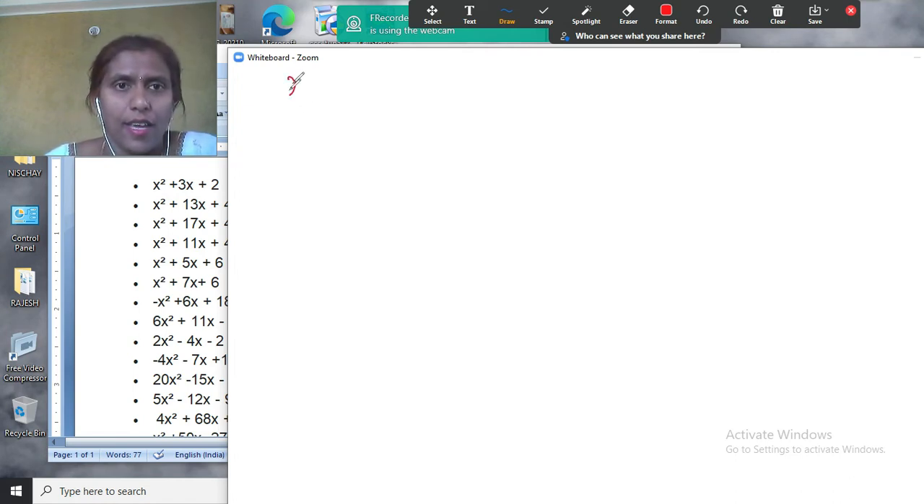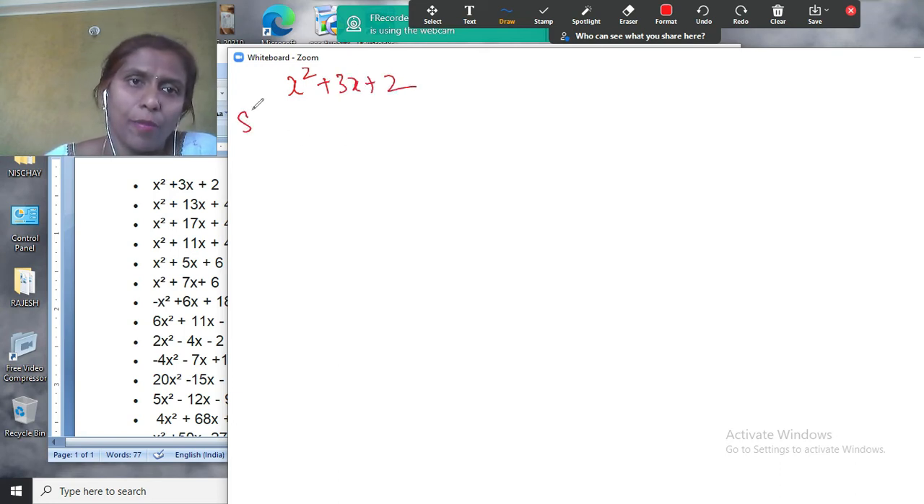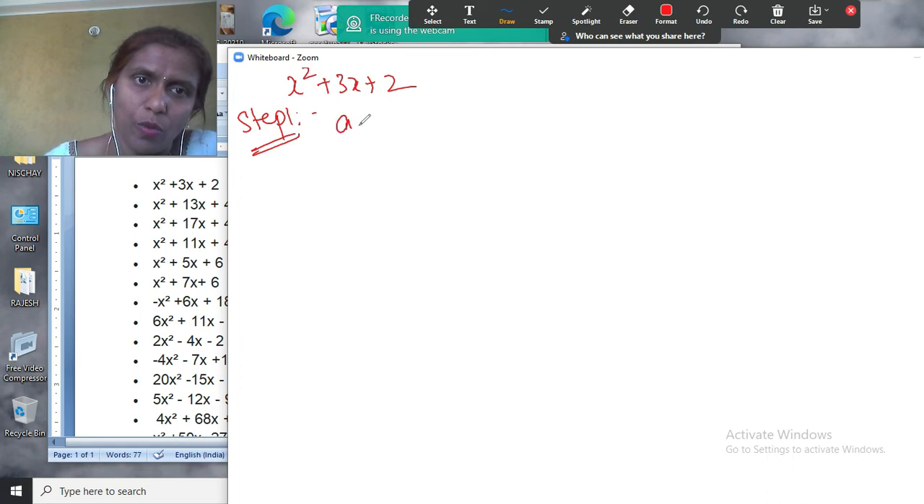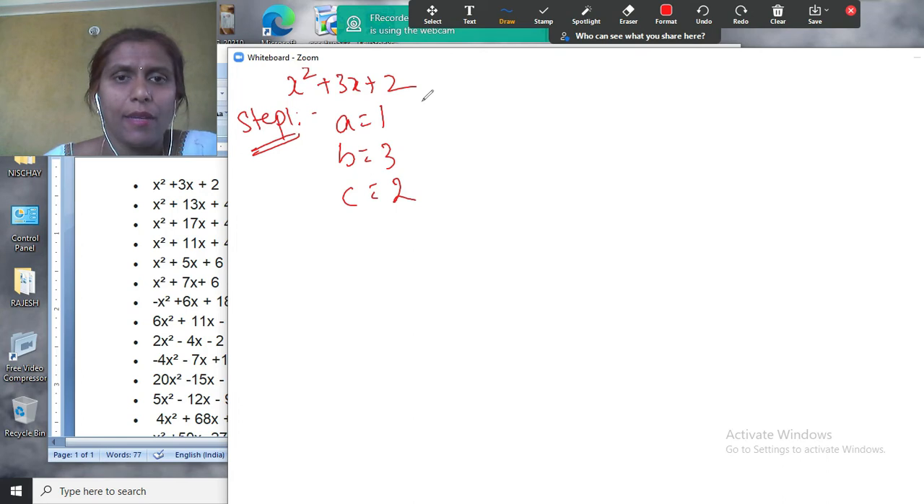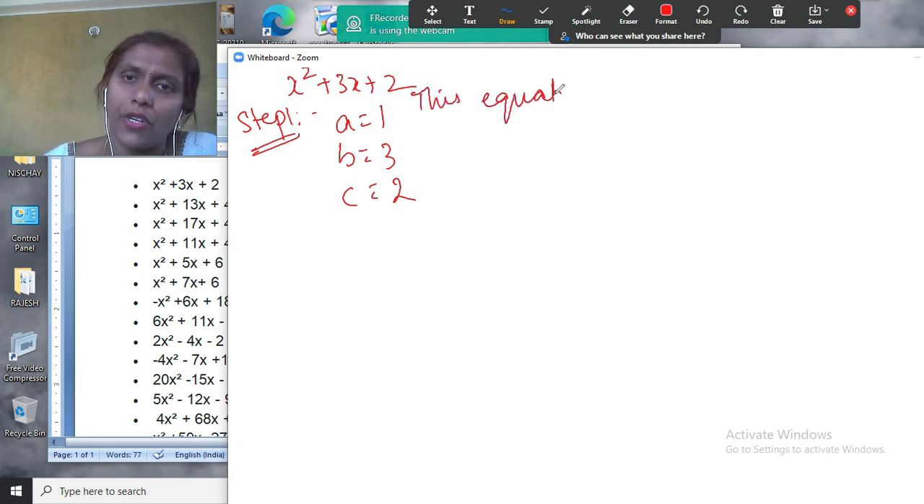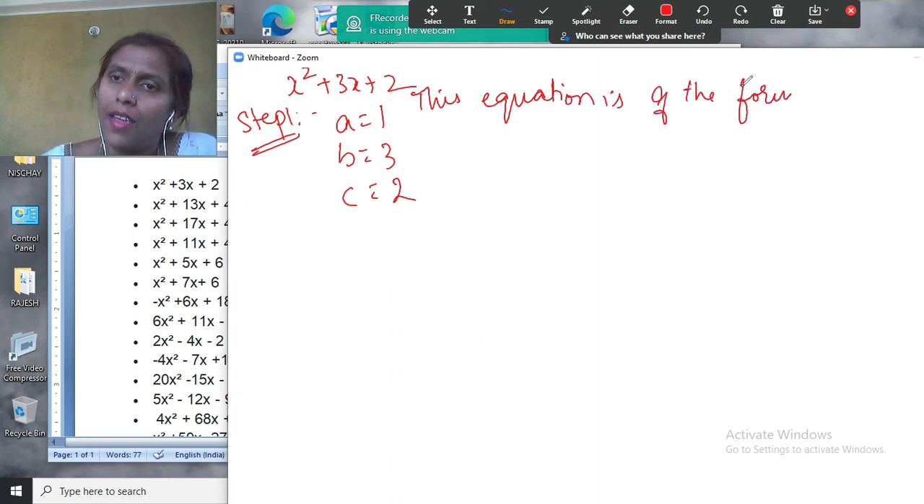x square plus 3x plus 2. We know how we got the pairs. So step 1, we are writing that this is of the form x square plus bx plus c, where a is equal to 1, b is equal to 3 and c is equal to 2. Okay, anyways, let me write this also. This equation, or the given equation, is of the form ax square plus bx plus c, where a is equal to 1, b is equal to 3 and c is equal to 2.